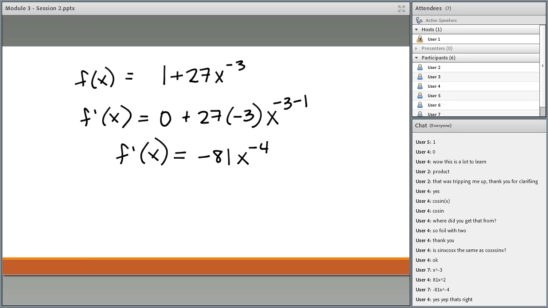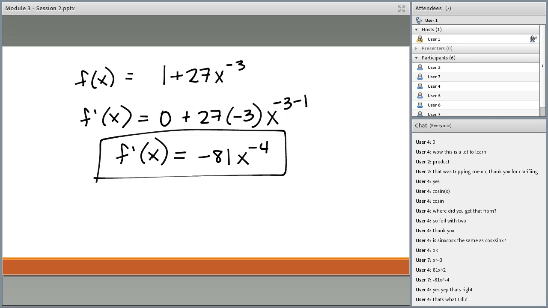And with the negative exponents, it's not a bad idea to write that step out. Just because you have a negative and you're subtracting 1, it's easy to accidentally add 1. So that's why I usually try to write it out, just so I don't accidentally do that. Good. Okay. So I have our first derivative. We were also asked to find the second derivative.